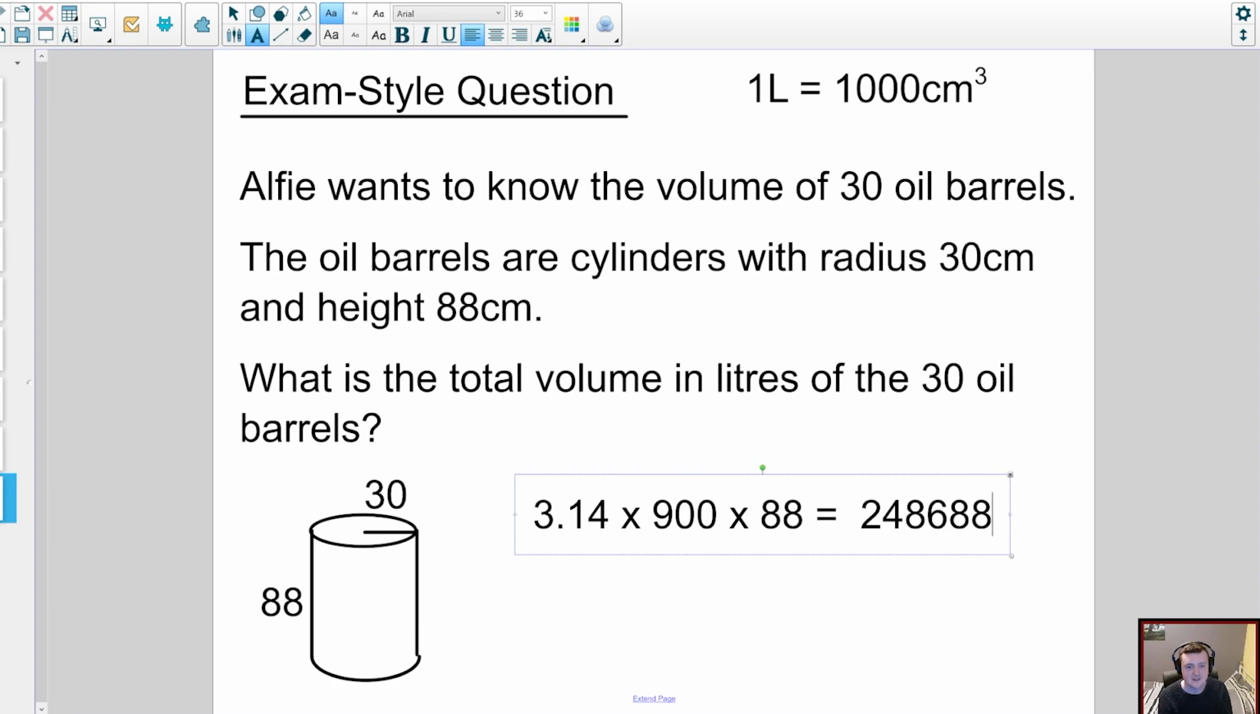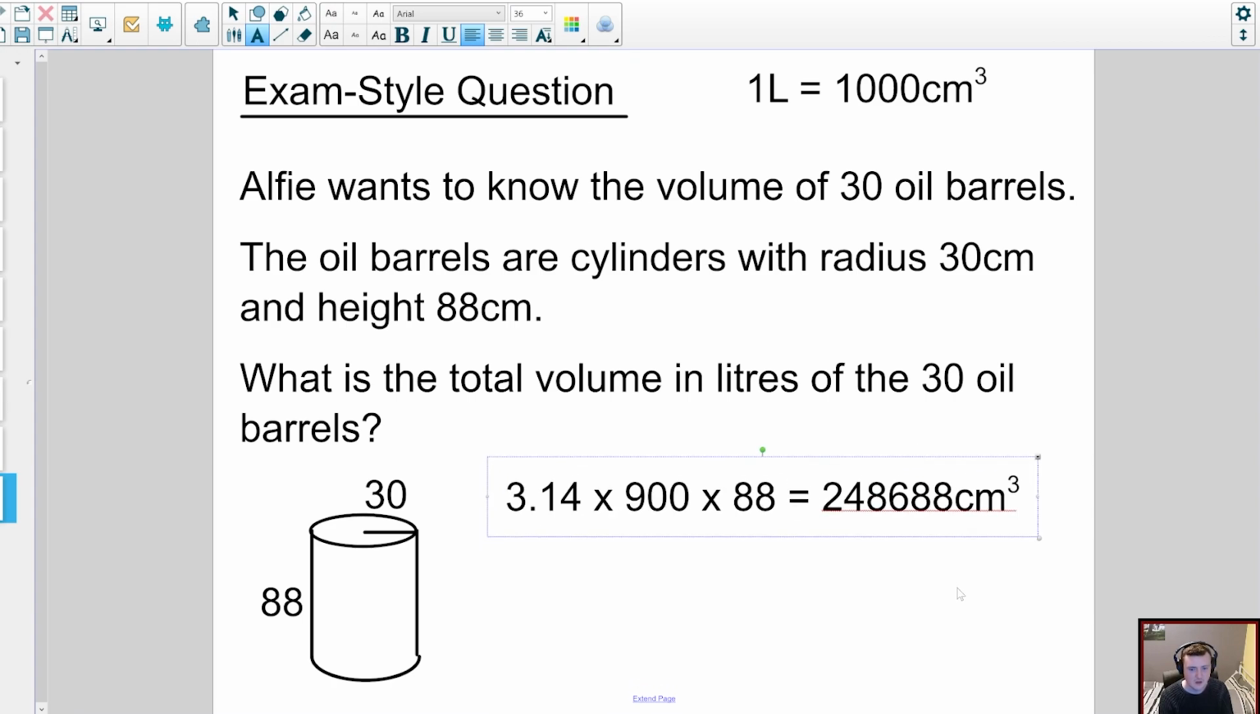248,688 centimeters cubed. That's how many centimeters cubed I've got, and that's for one oil barrel. So that would be 1 mark or 2 marks maybe for this.